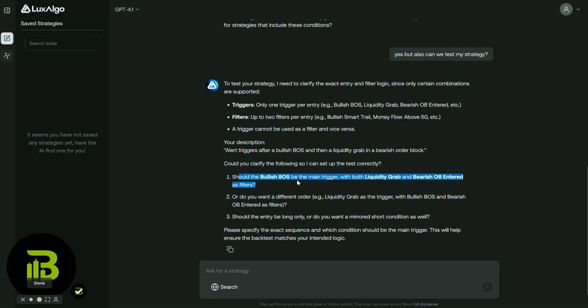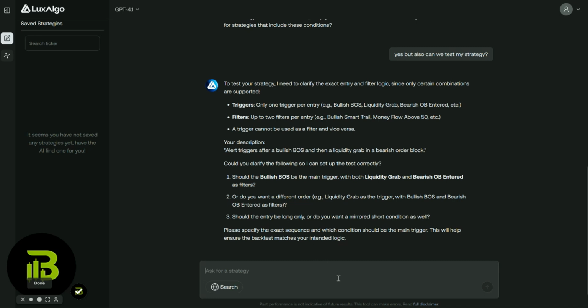So that being said, could you clarify the following to set up the test correctly? Should the bullish break of structure be the main trigger with both a liquidity grab and bearish order block entered as filters? That's pretty much what we want. Let's see what the other options are here. Do you want a different order, liquidity grab as the trigger with a bullish break of structure and bearish order block entered as filters? Or should the entry be long only, or do you want it mirrored short condition as well?